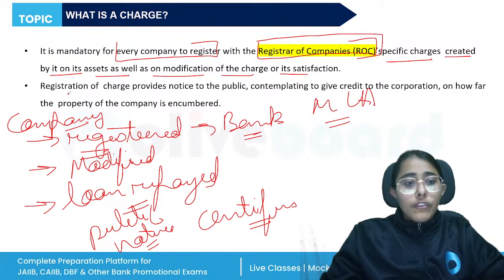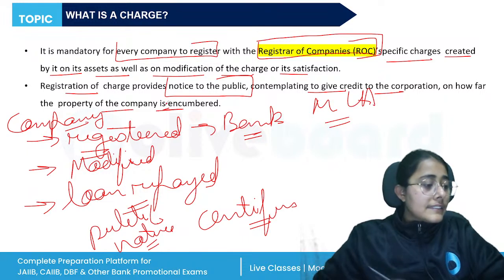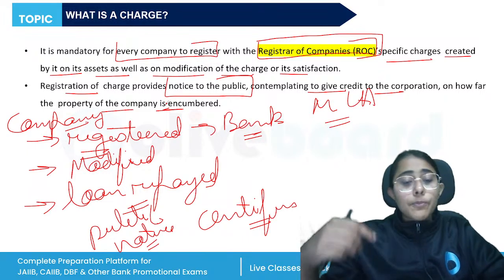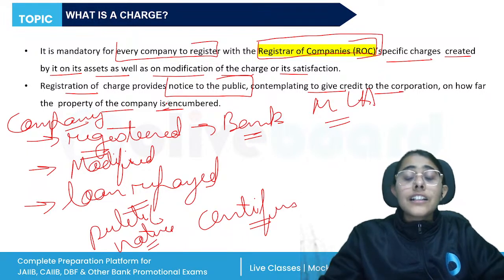So the registration of charge provides a notice to the public contemplating to give credit to the corporation on how far the property of the company is encumbered. So now it is the responsibility of the creditor to check on the MCA website.